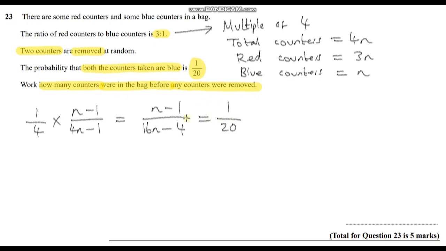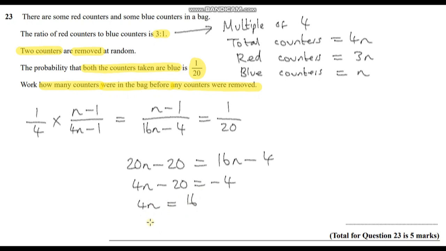And now we can just solve this equation. So I'm going to cross multiply. 20 times n minus 1 is going to be 20n minus 20. And 16n minus 4 times 1 leaves us with 16n minus 4. Now if we subtract 16n from both sides, we're left with 4n minus 20 equals negative 4. If we add 20 to both sides, we get 4n is equal to 16. And therefore n is equal to 4. So we've worked out what n is.